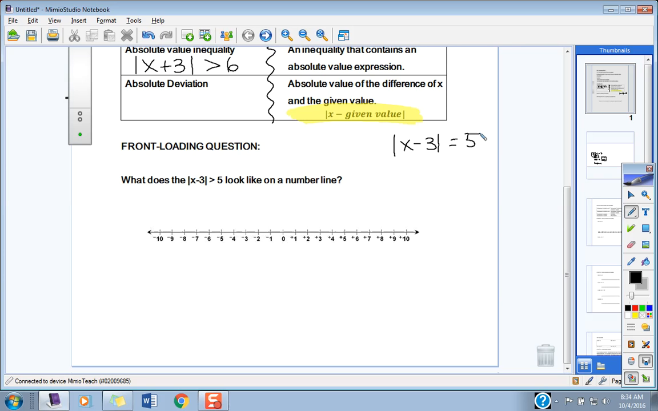Say again, Kirsten. Positive 5 and negative 5. Let's do this, all right? Let's do that. So I would set x minus 3 equal to a positive 5, x minus 3 equal to negative 5. Okay, if I solve those right there, what values would you get for solutions?